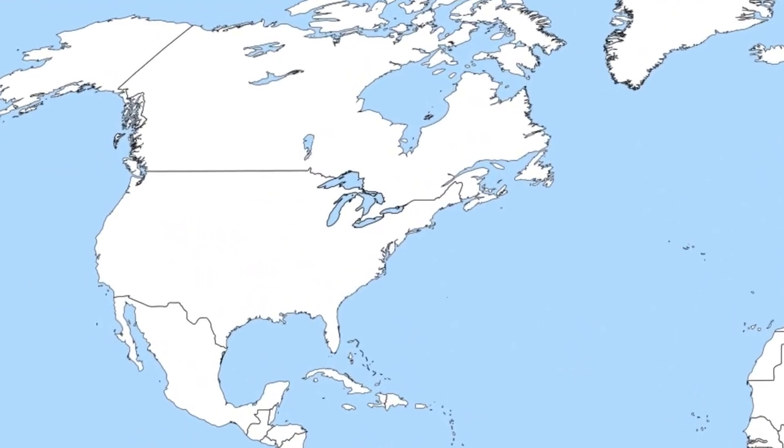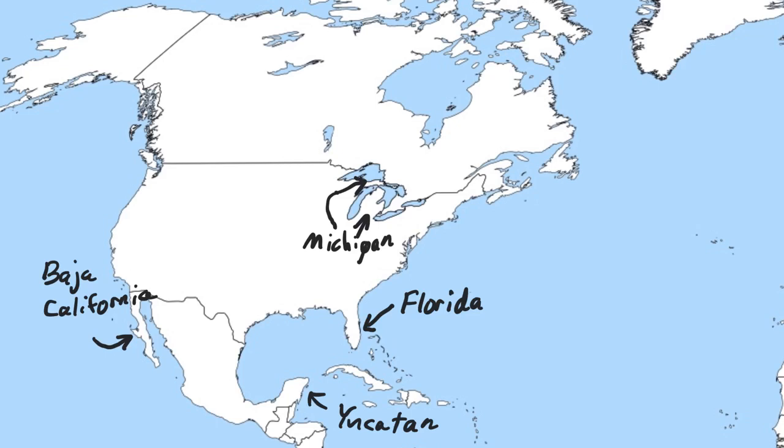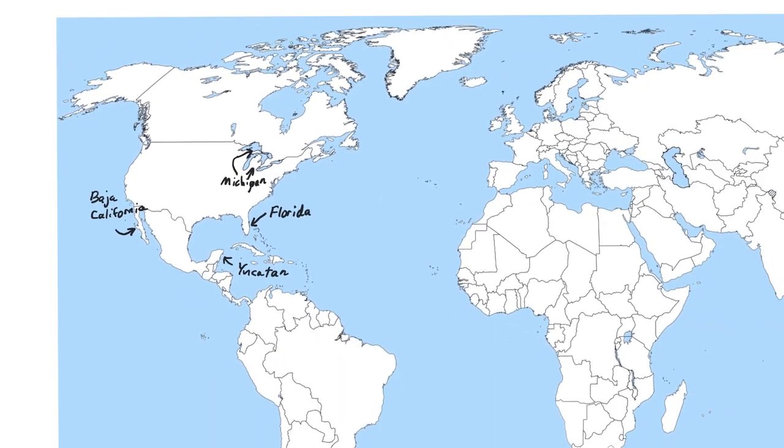In America, Florida, and you don't need to write these all down, but I'm just giving you some examples. Florida is a peninsula. Michigan is a double peninsula here in the Great Lakes. There are a couple big ones in Mexico. This is called Baja California. This is called the Yucatan. And there are more, but let's just take a look at another part of the world.